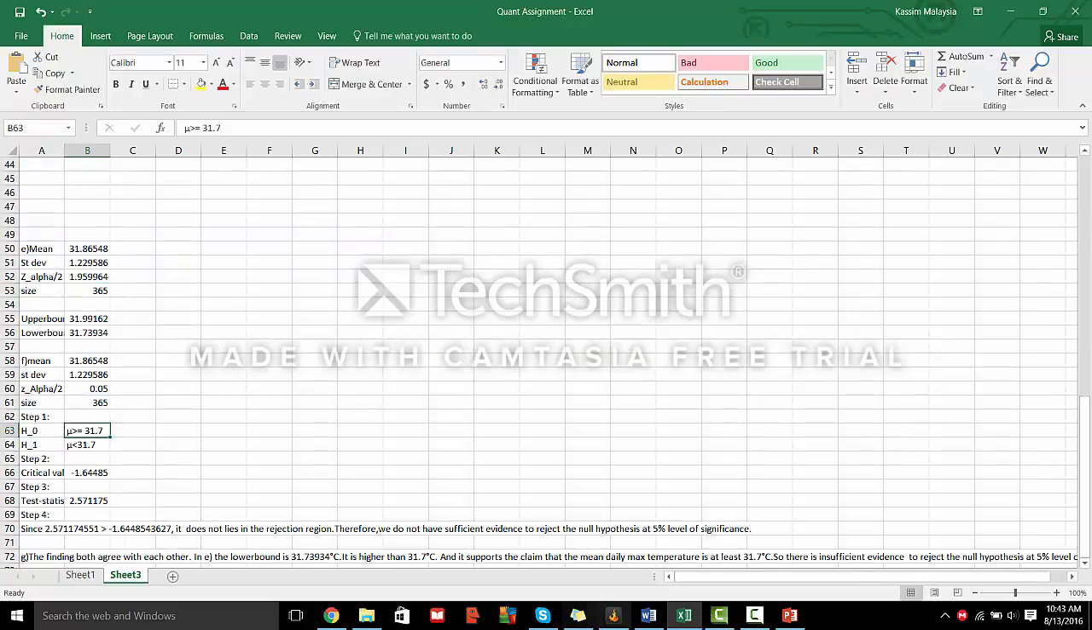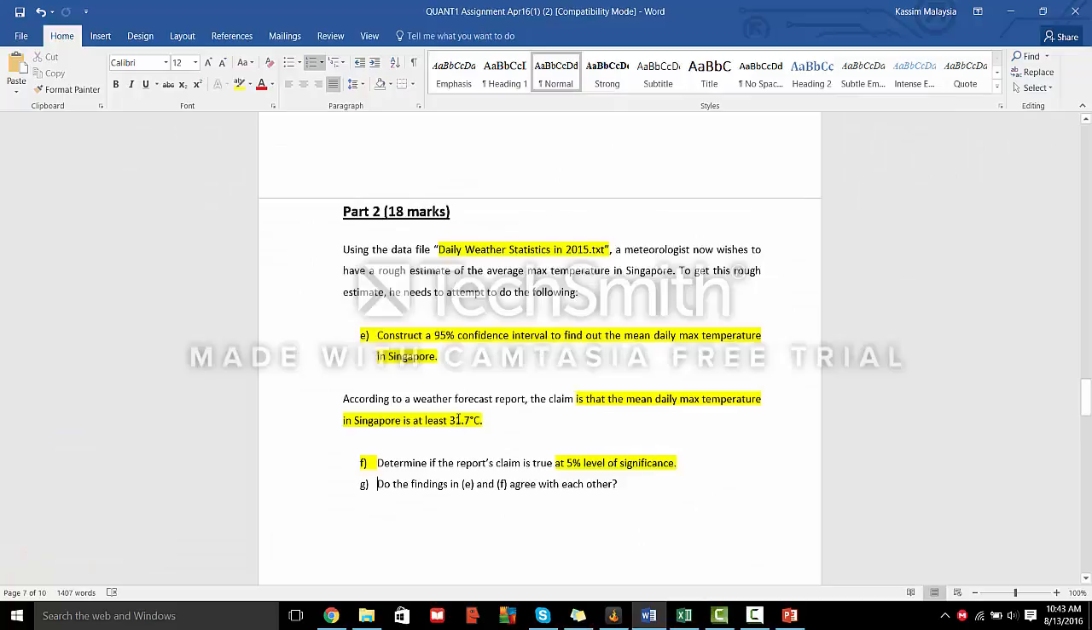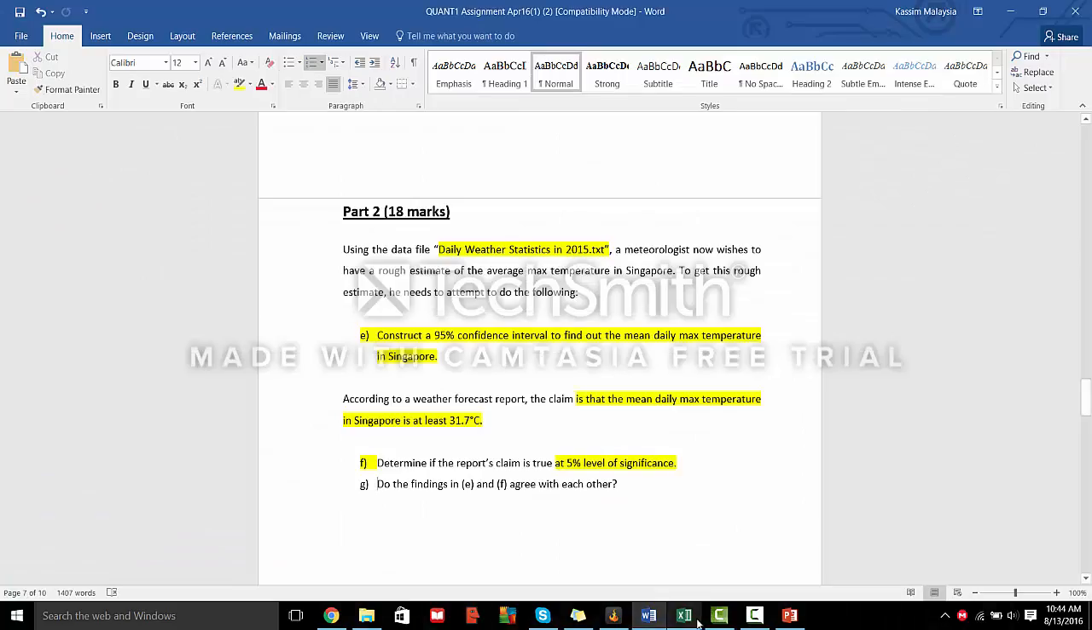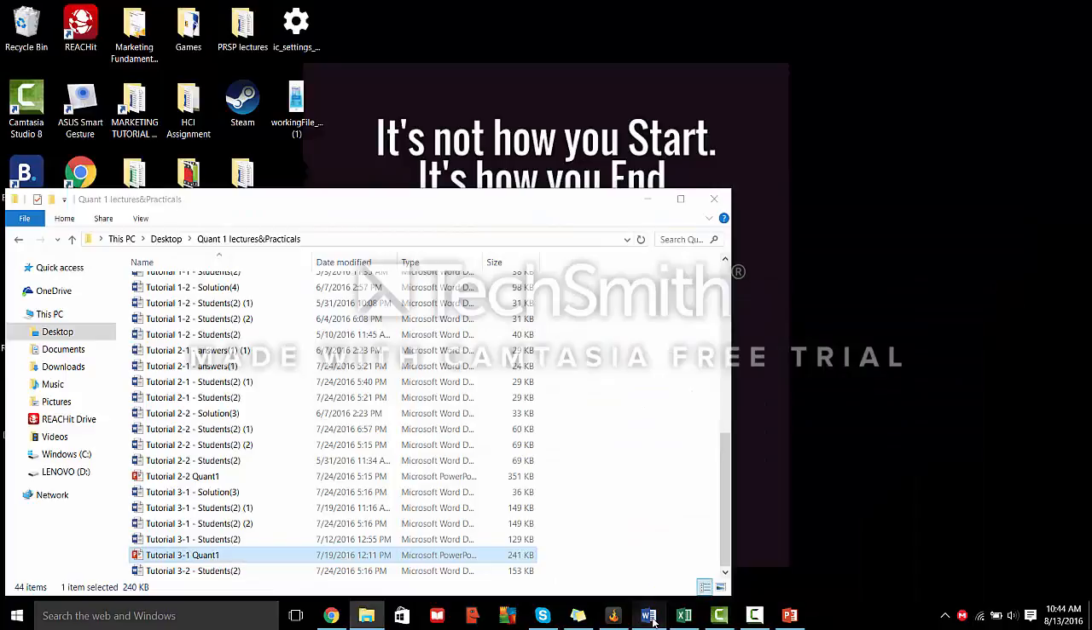So the claim is at least 31.7, means it's including 31.7 and more. So that's why it is under H0 because there's an equal sign. So if H0 is more than or equal to 31.7, H1 will be less than 31.7. So the critical value, the sample size, I mean because it's sample 0.95. Because 1 minus 0.05 is 0.95.